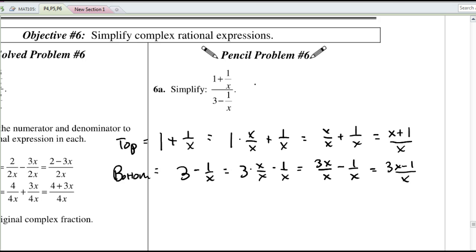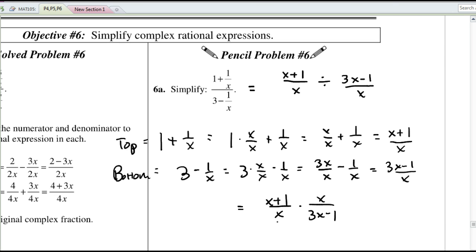Okay, so now we just convert the fraction that we have to x plus 1 over x, and then since the other thing's on the bottom, that's the same as doing division. So we're just dividing by 3x minus 1 over x. Okay, and how do we do division? Well, we copy, we flip, and then we multiply.